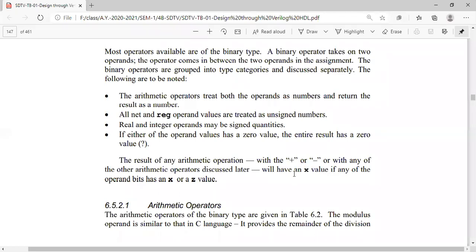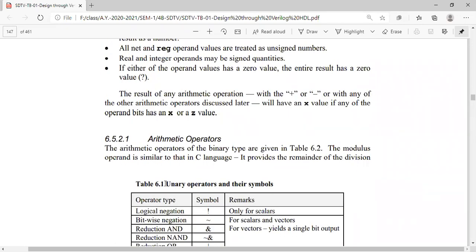One thing we have to keep in mind throughout this discussion of the binary operators: if you have zeros and ones, it's not a problem for you. But if any of the inputs have x or z values, the value of the output will be x only. We are not going to use z. These arithmetic operators are similar to those of the C language.